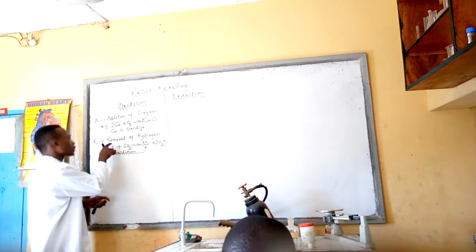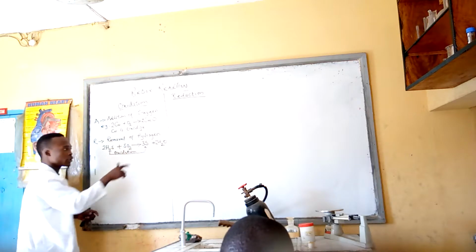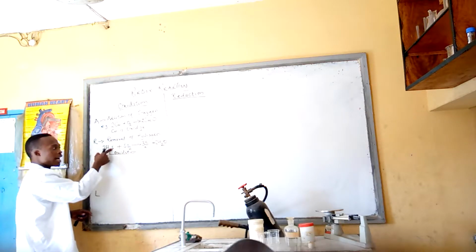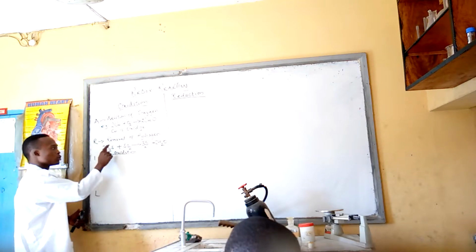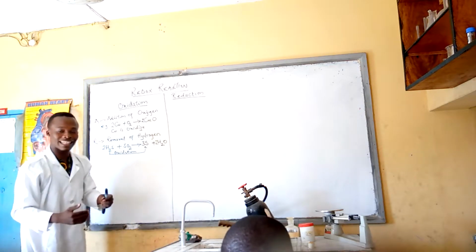Why? Because we say oxidation is the removal of hydrogen. So what has been removed away from here? Hydrogen has been removed. That's oxidation. So what has happened to H2S there? It has been oxidized.